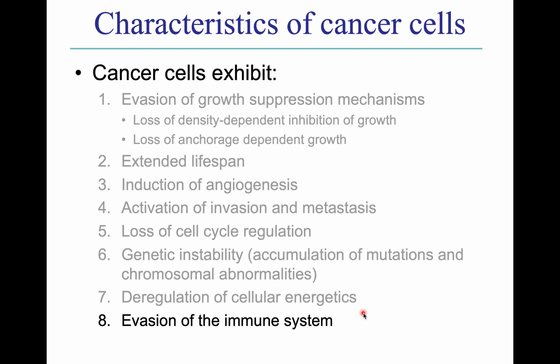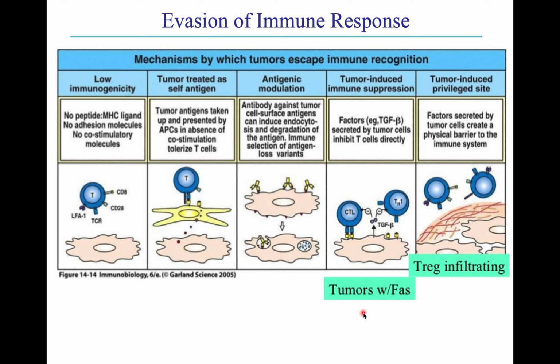And then lastly, I just want to touch briefly on evasion of the immune system. So normally, there are immune cells that can hopefully recognize and destroy some cancers, and there's quite a few different tricks that tumors can use to escape recognition by the immune system. So they may just have low immunogenicity, meaning there's not anything unusual for the immune cells to recognize.